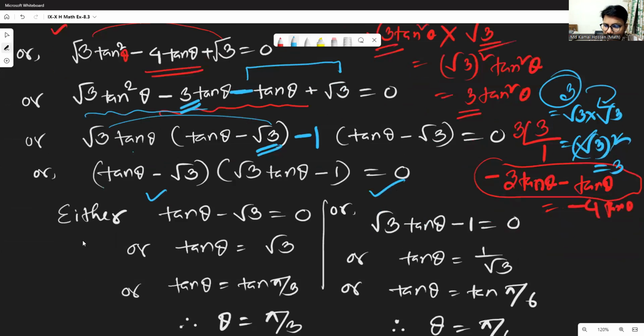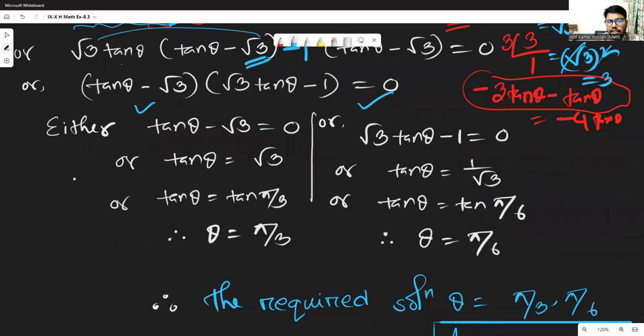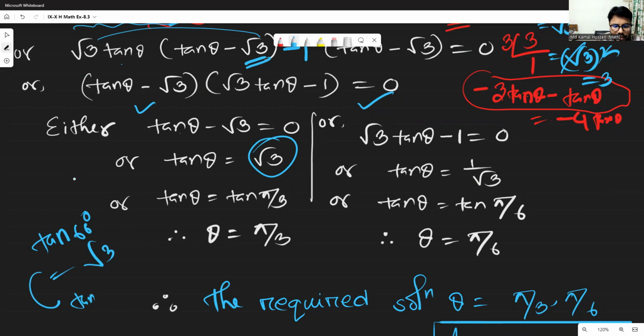So two factors multiplication is 0. Either we can consider the first factor equal to 0, then tan theta equals root over 3. What is root over 3? Root over 3 is nothing but tan 60 degree equals root over 3. Tan 60 degree means tan pi by 3 equals root over 3. So this is one of the values.